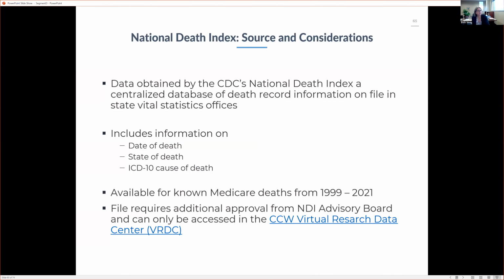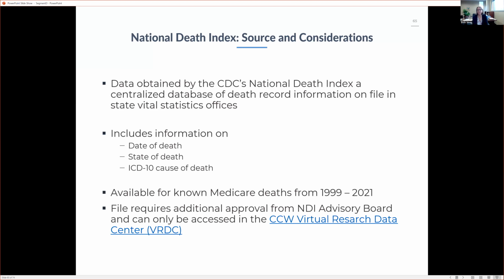National Death Index segment. Again, the data obtained by the CDC National Death Index includes information on date of death, state of death, and ICD-9 code cause of death. They're available for known Medicare deaths from 1999 to 2021, and they require additional approval from the NDI Advisory Board, and they can only be accessed through the VRDC.